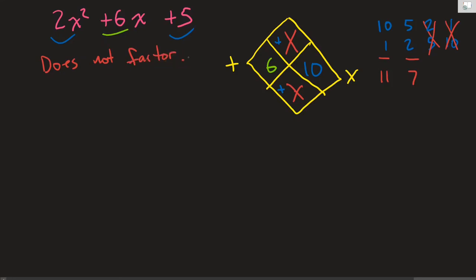All right, and that is factoring trinomials with diamond puzzles and box method.